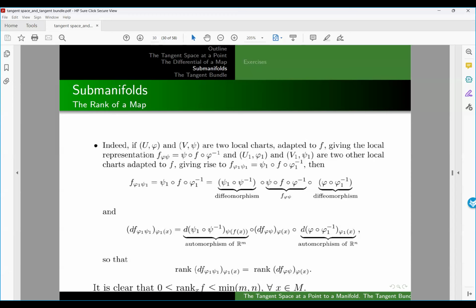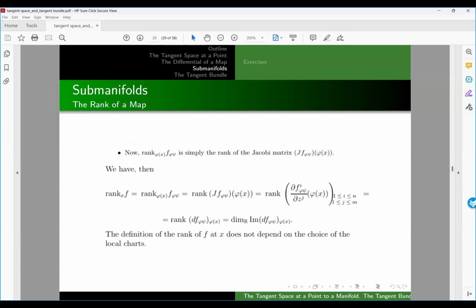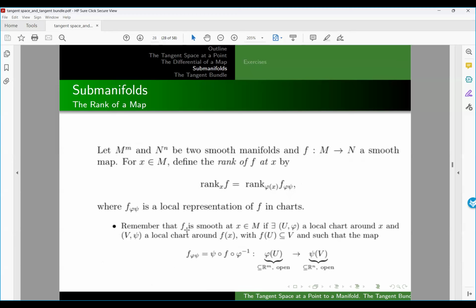So the rank of the differential of f in the charts phi1, psi1 will be the same as the rank of the differential in the chart phi, psi. This is just to say that when we define the rank of a function at a point through the rank of its local representation, the definition is correct. If we change the local chart, the rank doesn't change, it remains the same.